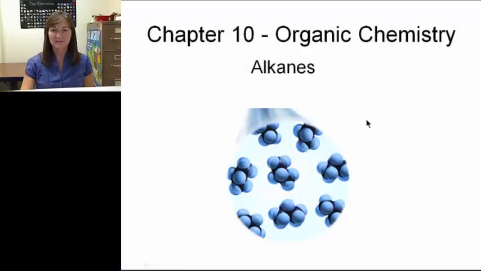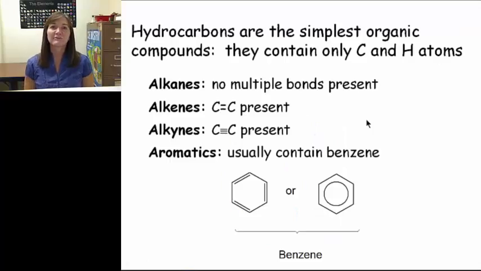Alkanes is going to be the focus of this section. Hydrocarbons, remember, are compounds made of just hydrogen and carbon. They are the simplest organic compounds, and they are broken up into 4 different categories. So the first one we're going to look at is alkanes.